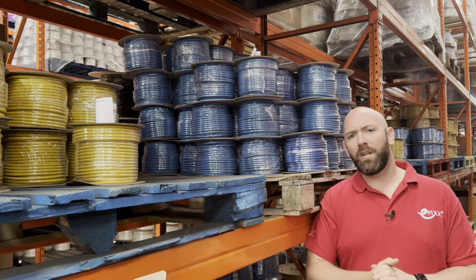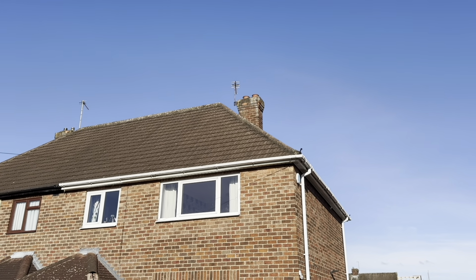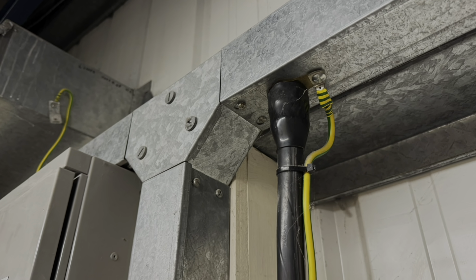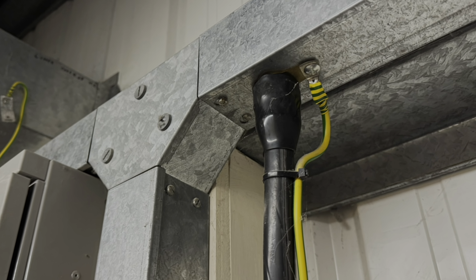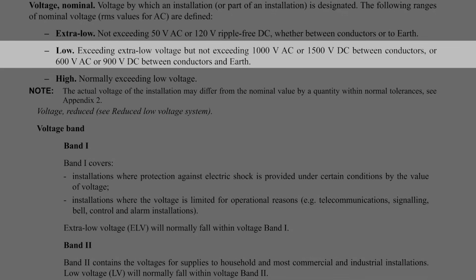Band 2 installations are voltage levels which tend to be used for residential, commercial and most industrial setups, including circuits for power and lighting, and operate at low voltage, with low voltage being categorised as a voltage more than 50 volts AC and 120 volts DC, but does not exceed 1000 volts AC and 1500 volts DC.